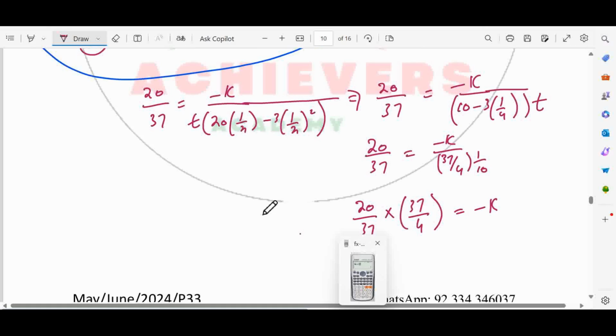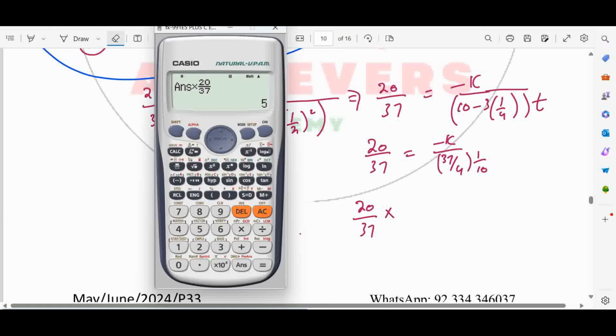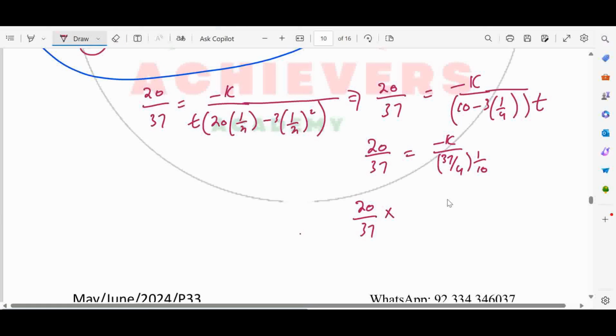Let me check the answer. Let me remove this and solve it again. Now this will be equal to, let me check, 37 divided by 4 multiplied by 1 by 10, which is 37 by 40. So here we will have minus k equals minus k by 37 by 40. So we need to multiply it over here, 37 by 40.